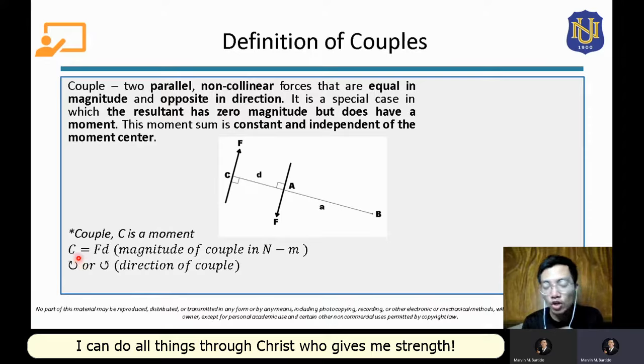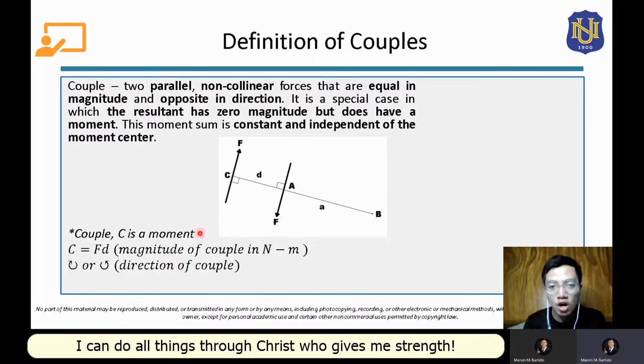Okay, so your formula for couple is actually equal to F times D. Your F will be the magnitude of your force. Since both of your forces are F, it will be F, and the distance D here is the perpendicular distance between these two forces. Since they are parallel, they will have a perpendicular distance, and that perpendicular distance D is the D in this formula, and that will determine the magnitude of that couple.